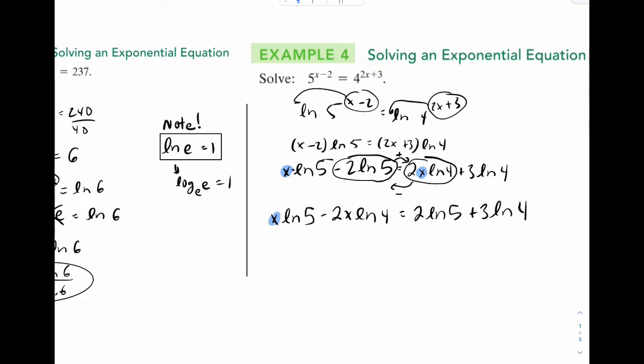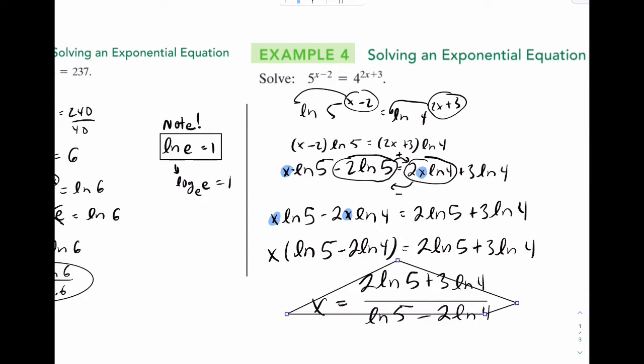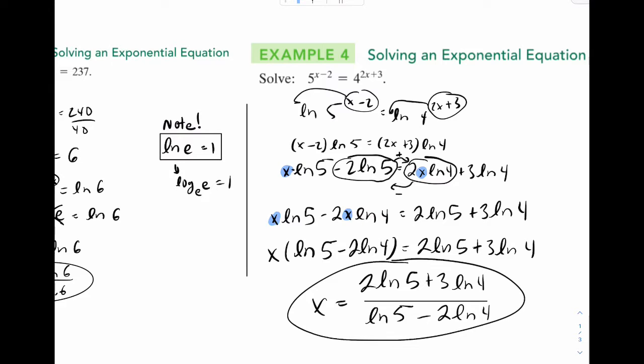Now that I have my x's on one side, I'm going to factor it. So I have natural log 5 minus 2 natural log 4. That's equal to the right side. And now let's divide, and we are done. 2 natural log 5 plus 3 natural log 4 divided by natural log 5 minus 2 natural log 4. Let's make our nice circle. That's not a circle. That'll do. And we are done here.